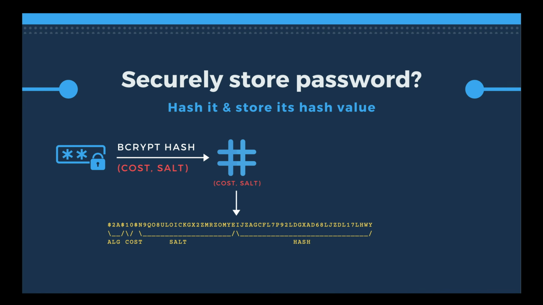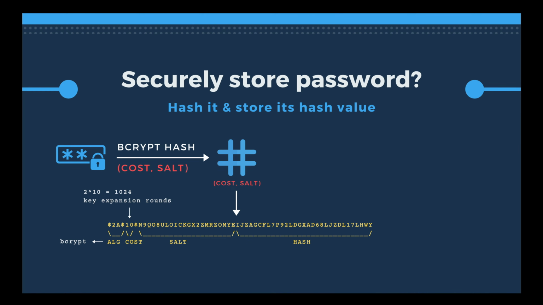In this hash string, there are 4 components. The first part is the hash algorithm identifier. This 2a is the identifier of the Bcrypt algorithm. The second part is the cost. In this case, the cost is 10, which means there will be 2 to the power of 10 or 1024 rounds of key expansion.